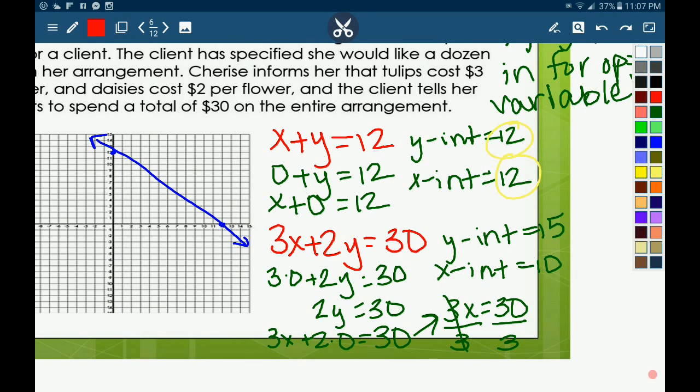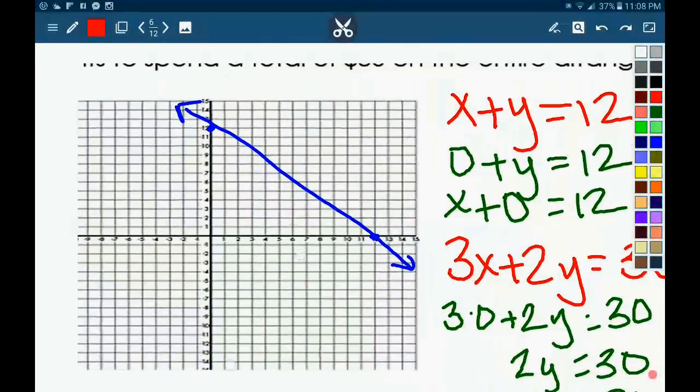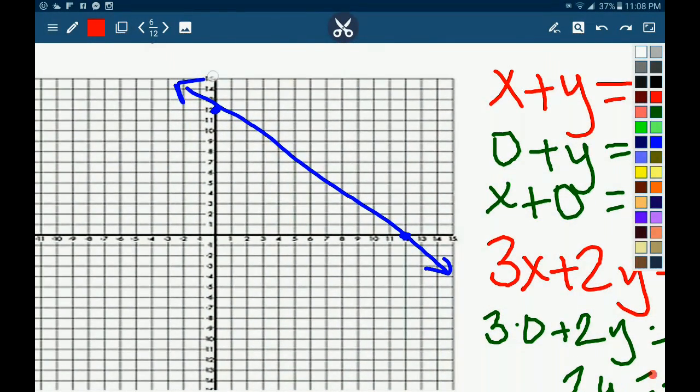Okay, and then the second line, I'm going to color that in red. We had a y-intercept of 15 and an x-intercept of 10. So I'm going to mark 15 on the y-axis. It's right there. And I'm going to mark 10 on the x-axis. So now I can clearly see where the 2 lines intersect.